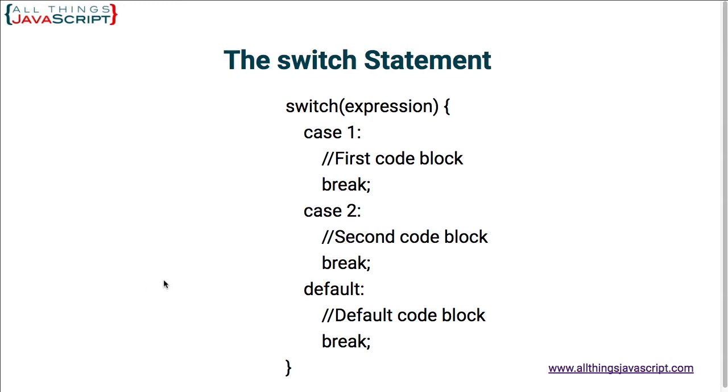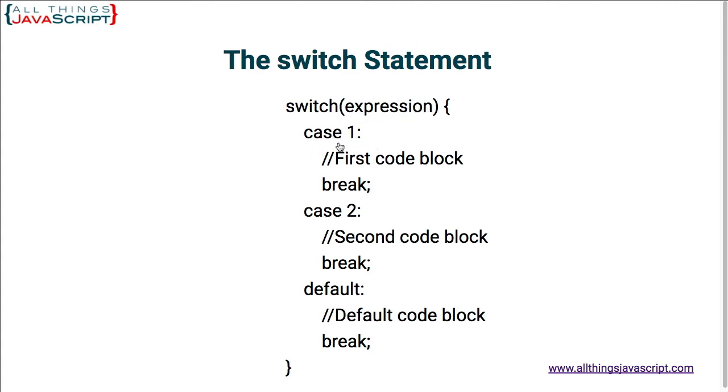If the expression doesn't match any case statement, it then looks for a default label and executes the code. If there is no default label, the switch is skipped. So there are a lot of pieces to the switch statement. Now notice that the entire switch is enclosed within curly braces. One to start, one to end. The expression is inside of parentheses immediately after the keyword switch.